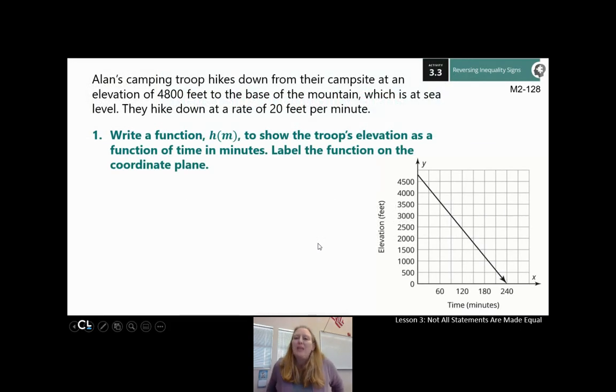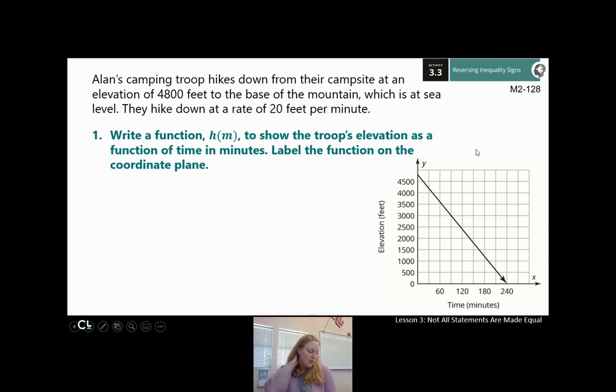So now that we have this information, on page 128, they've even given you a graph. So you don't have to graph it. They gave you the graph. Yay. What I would like you to do first is write a function. And instead of calling it y equals or f of x equals, we're going to call it h of m. So we're hiking and m is going to be in minutes, right? So I'd like you to write a function h of m to show the troop's elevation as a function of time in minutes. And I'd like you to label the function on the graph, on the coordinate plane.